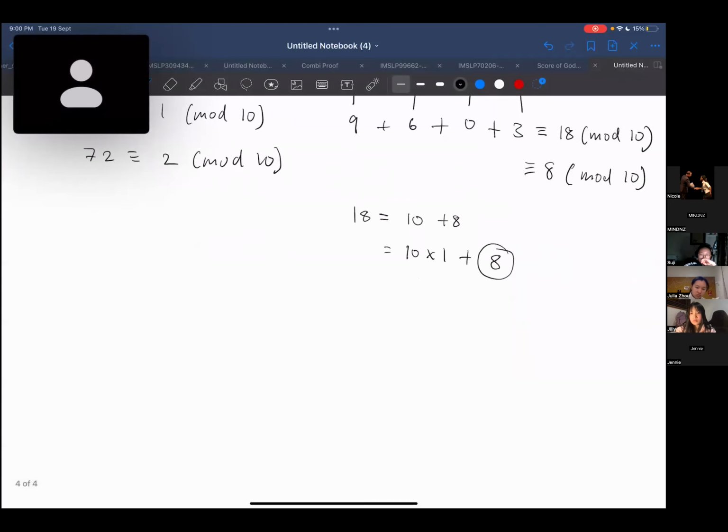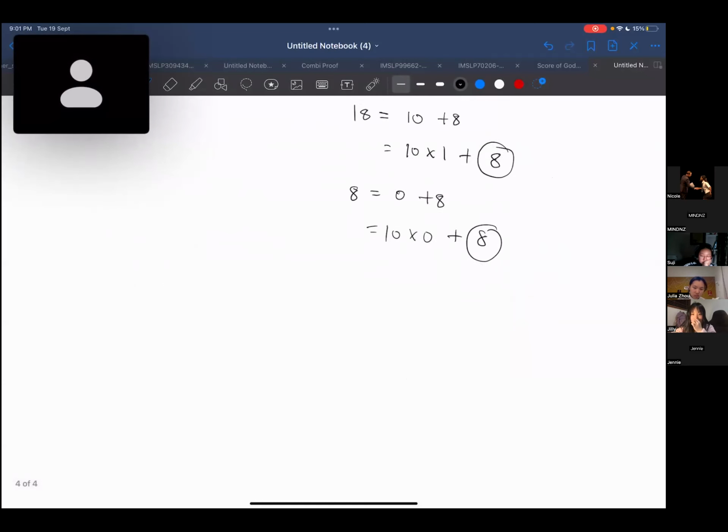And this is the same thing for 8, because 8 equals 0 plus 8, which equals 10 times 0 plus 8. So you get the same remainder, and that's why they're congruent to each other. Is it just the last digit in each number if it's mod 10? Yeah, that's right, because anything that isn't the last digit will be divisible by 10 anyway, so we don't need to account for it.